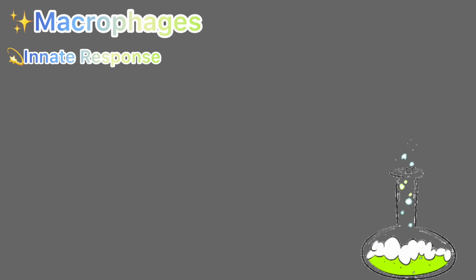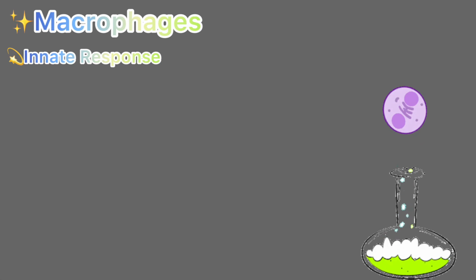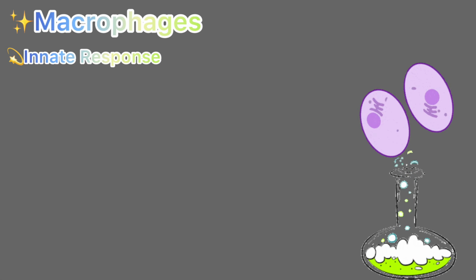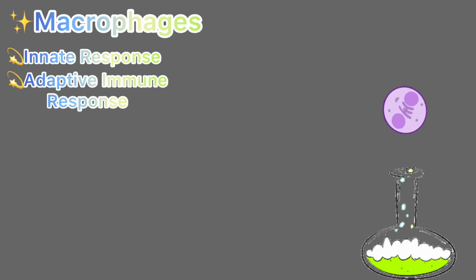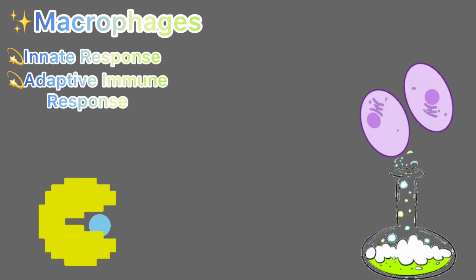Next up, we have the macrophages. Macrophages are involved in the innate response, and they release inflammatory chemicals that attract other cells. But did you also know that macrophages are involved in the adaptive immune response? They consume foreign pathogens and cancer cells.